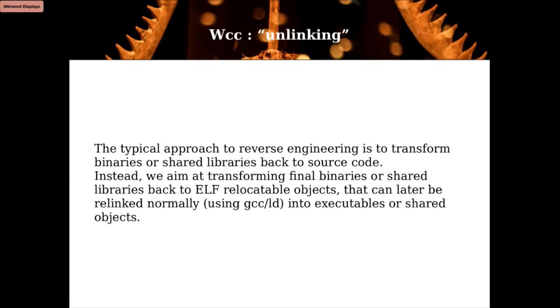So the idea already was to take a binary and transform it back into a shared library. How about we take a binary and transform it back into relocatable object files, which is the typical output of a compiler before the linking process. The benefit of this is even if I don't have the source code, if I can come back to relocatable files, I can reuse any function in there and link it into my own projects.